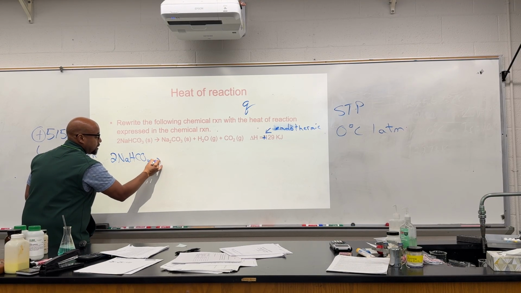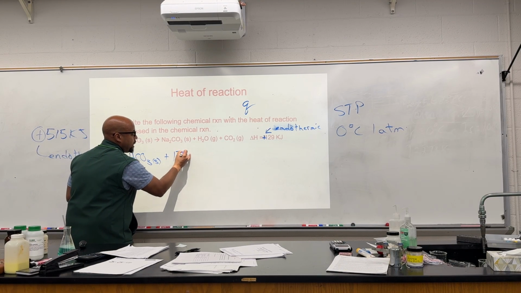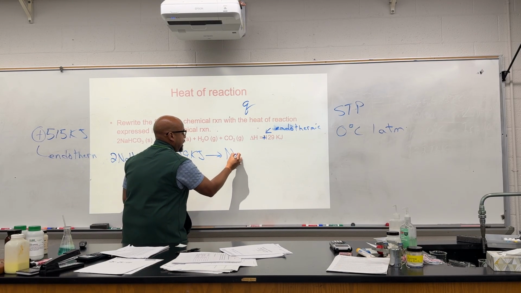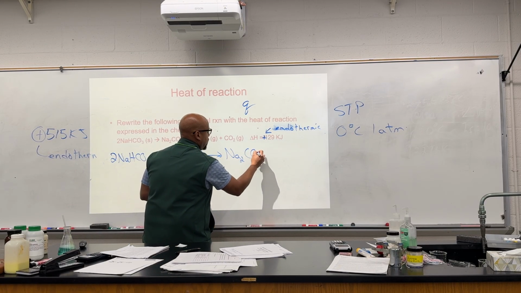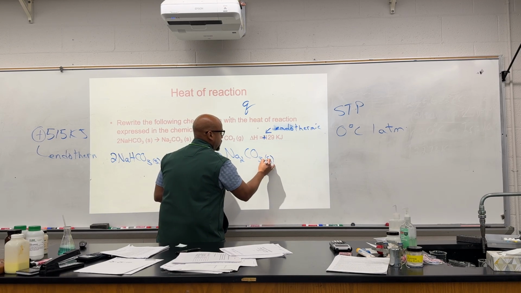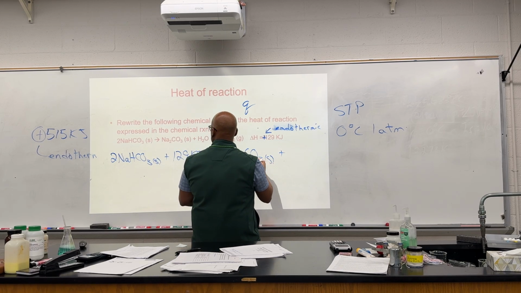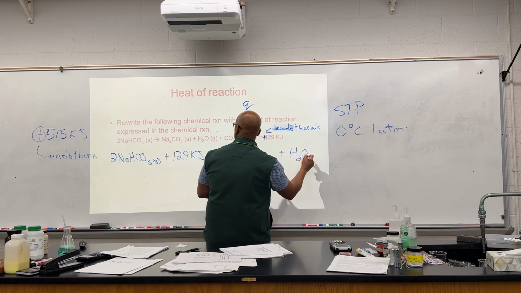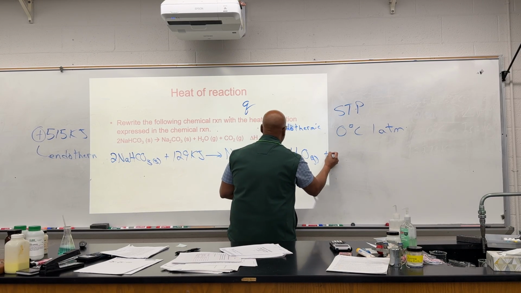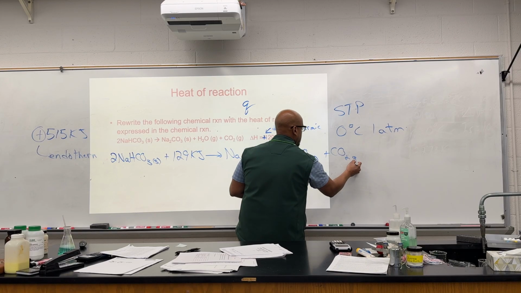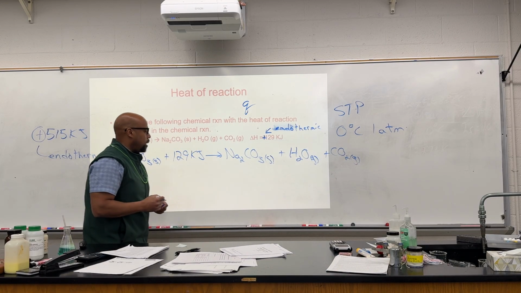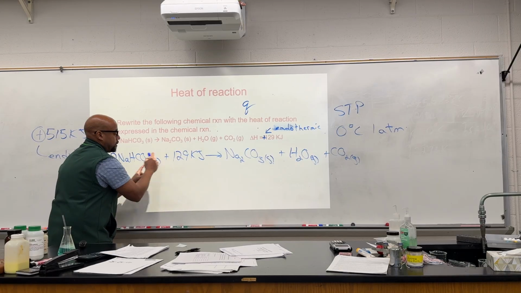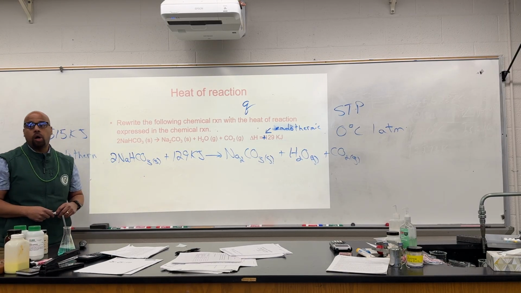2NaHCO3 solid plus 129 kilojoules going to produce, in this case, Na2CO3 plus, what do we got going on here? H2O as a gas, producing CO2 as a gas as well. And once again, you could have flip-flopped these, just so long as it's on the reactant side, that's all I care about.